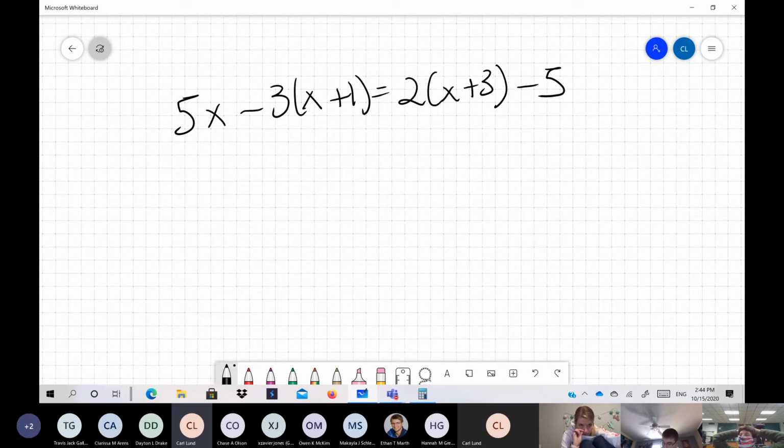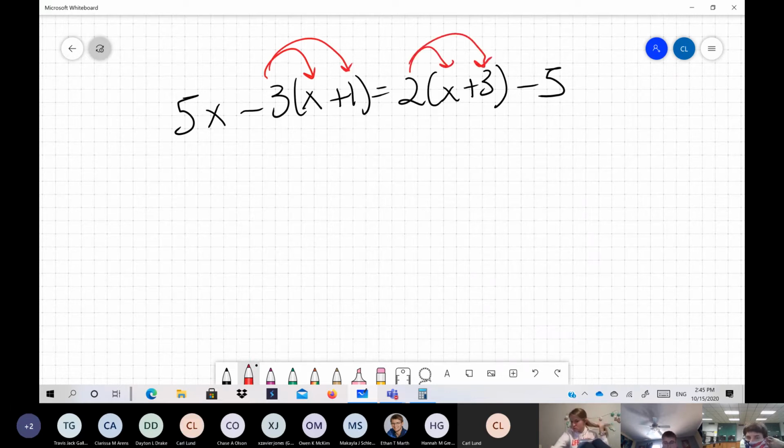So here we have the problem 5x minus 3 times the quantity x plus 1 equals 2 times the quantity x plus 3 minus 5. What is the first thing I should do to solve this problem? That's right, I need to distribute. So I need to distribute on this side, and I need to distribute over here as well.